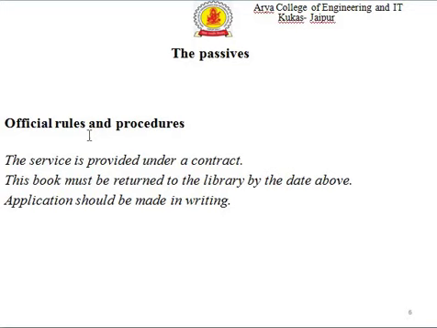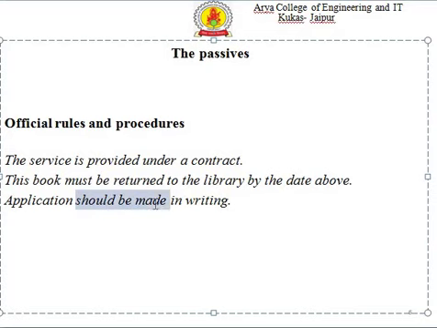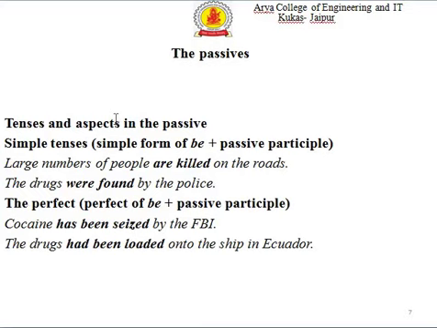We see the next use, during official rules or official procedures. A few passive sentences we see. The service is provided under contract. This book must be returned to the library by the date above. Applications should be made in writing. We have to especially take care of the verb forms that we are passivizing. Then we see various changes in the tenses, changes in the tense forms and aspects in the passive.